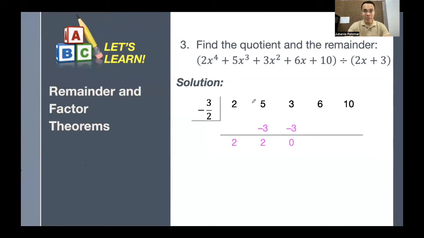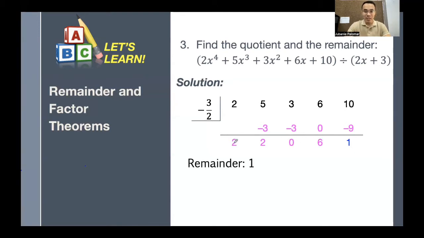0 times the divisor, that is 0. 0 plus 6, that is 6. 6 times negative 3 over 2, that's the same as 6 divided by 2, and then multiply the result by negative 3. And that will give us negative 9. And finally, 10 plus negative 9 is positive 1. Remember that the last number in the third row is the remainder. So our remainder here is 1.